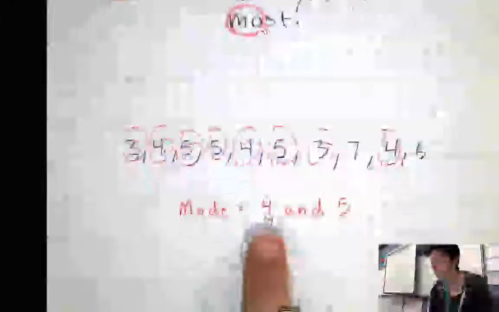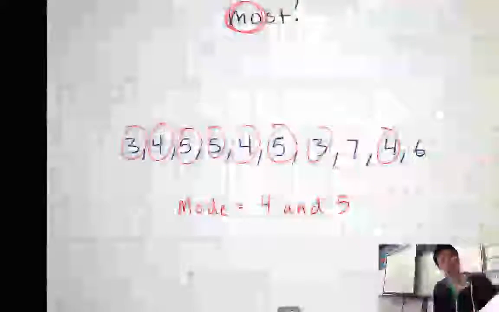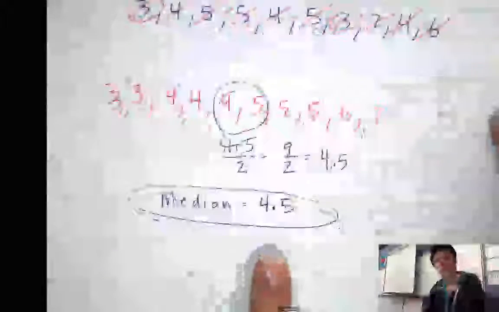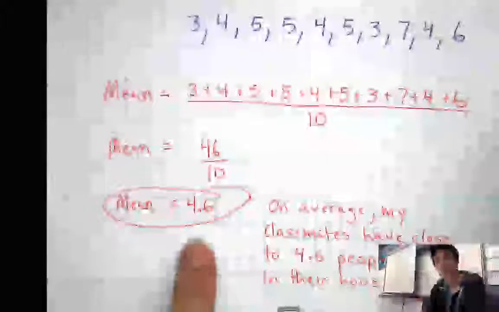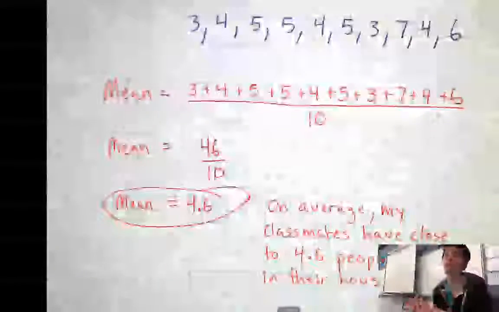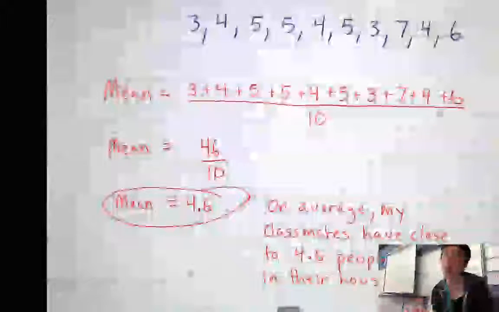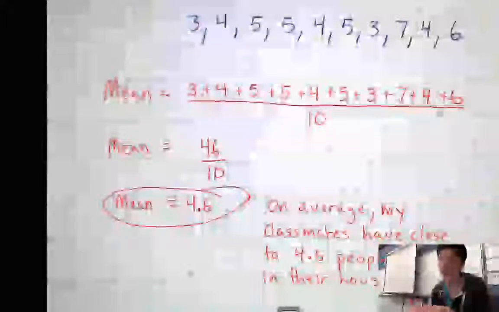If our mode is 4 and 5, and our median was 4.5, and our mean, our average was 4.6, all these numbers are so similar. They're very close to each other because they're all measuring the center of the data.